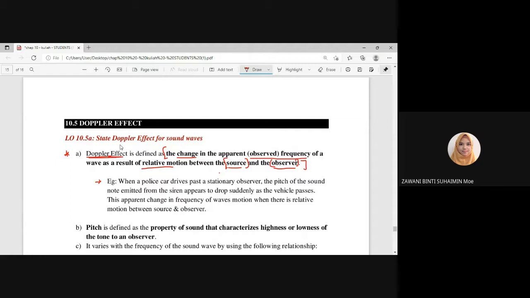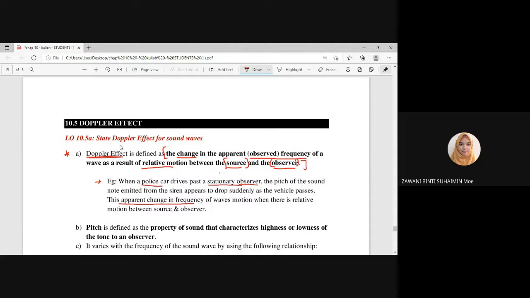Okay, so contoh dia kat sini, when a police car drive past a stationary observer, the pitch of the sound note emitted from the siren appears to drop suddenly as the vehicle passes. This apparent change in frequency is the observer's frequency of wave motion when there is a relative motion between source and observer. So maksudnya mula-mula dia kata kat sini, bila ada sebuah police car, okay, yang melalui di hadapan seseorang yang tidak bergerak, stationary, maksudnya orang tu tak bergerak, police car tu saja yang bergerak.